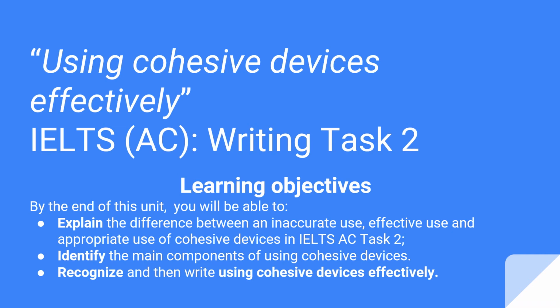Today's learning module is about using cohesive devices or connecting words effectively, which is an important feature of the cohesion and coherence category of Task 2 in the IELTS Academic Writing Test. We have 3 learning objectives in this module.